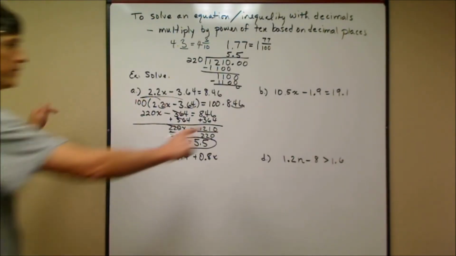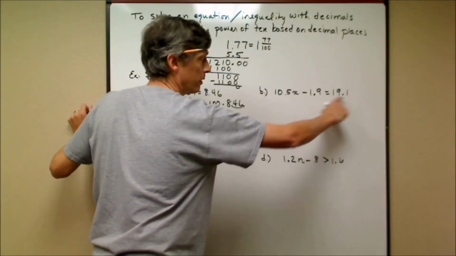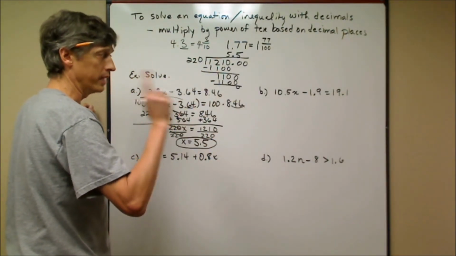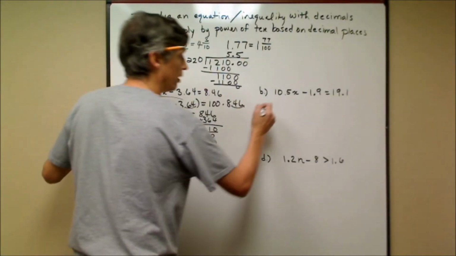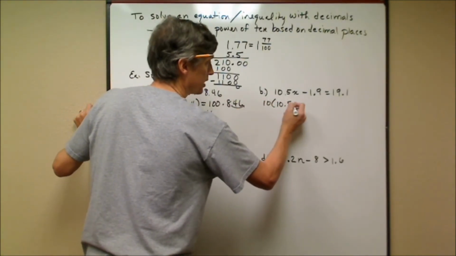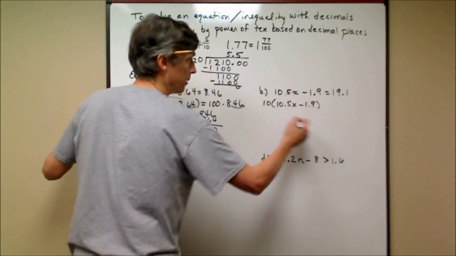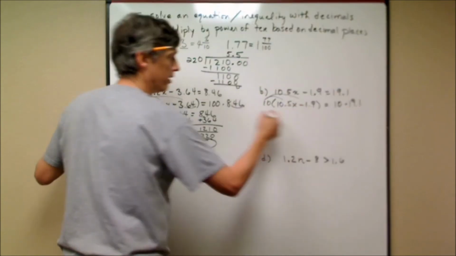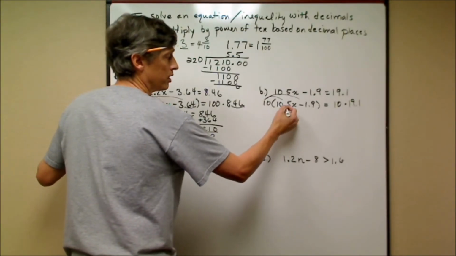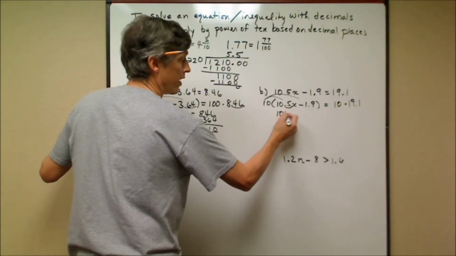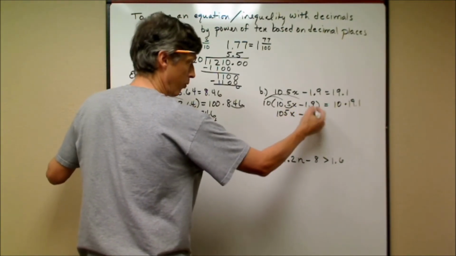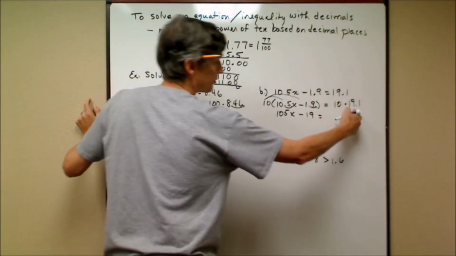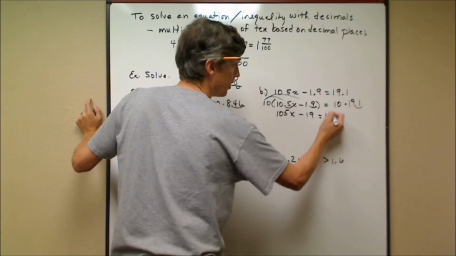Next problem. This has 1 decimal place, this has 1 decimal place, this has 1 decimal place. I'm going to multiply by 10. That's because it only has, at most, 1 decimal place, and I need 1 zero. 10 times 10.5x minus 1.9, a little distributive coming up, and 10 times 19.1. Distributing here, 10 times 10.5, that's going to slide the decimal 1 spot. I'm going to get 105x minus 10 times 1.9. It's going to give me 19. And then here, 10 times 19.1, it's going to give me 191.